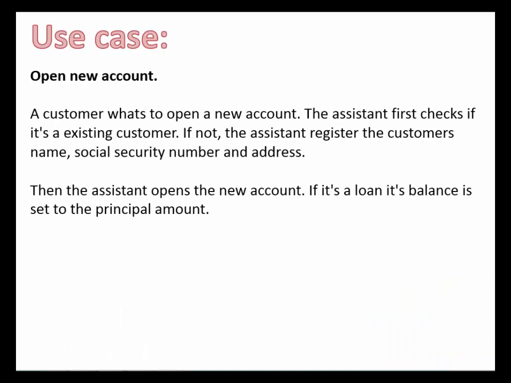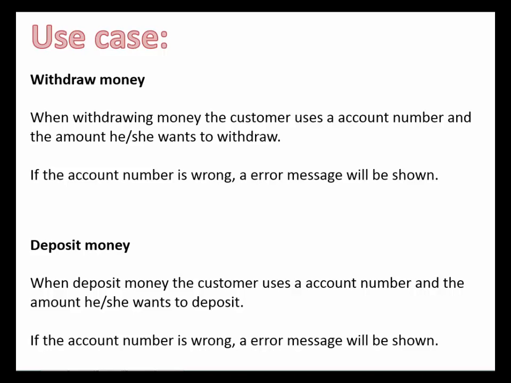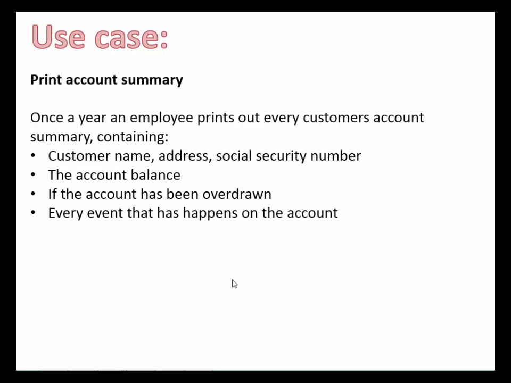Our first example is open new account. Here the trigger is that a customer wants to make a new account. Here we have two use cases that look like each other. One is withdrawing money and the other one is depositing money. In this case we have an error scenario as well. In some cases we want to describe both a success and an alternative if something goes wrong during the use case. In this case, if we have entered a wrong account number. The last use case here is triggered once a year when an employee has to print out the account summary.